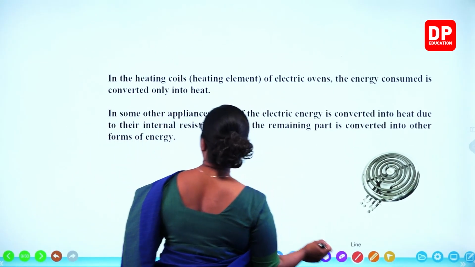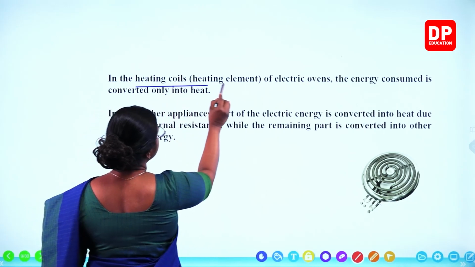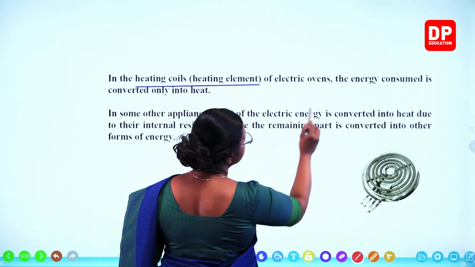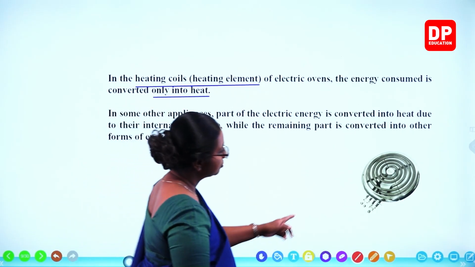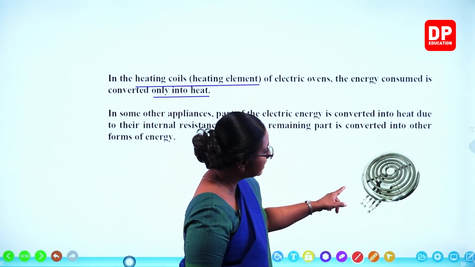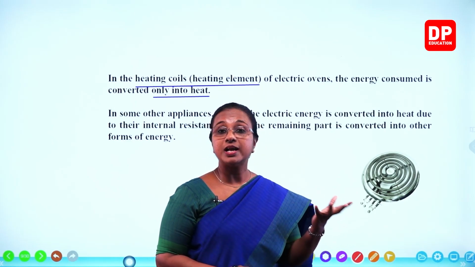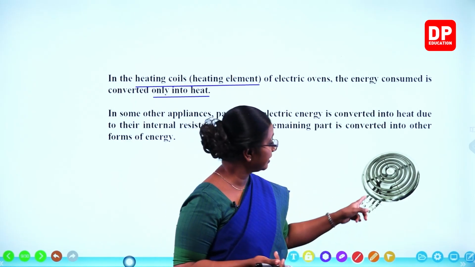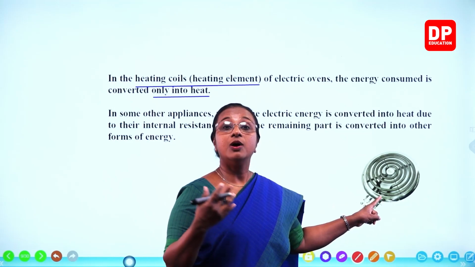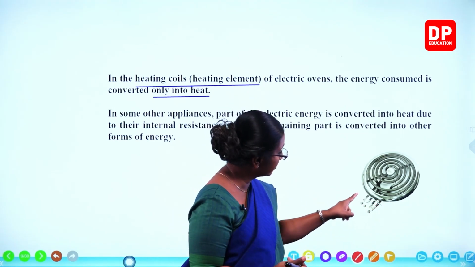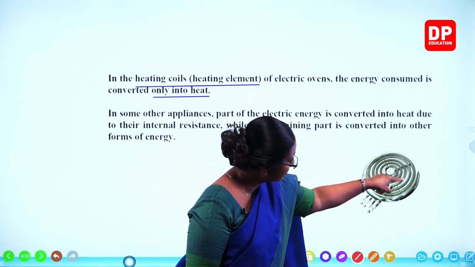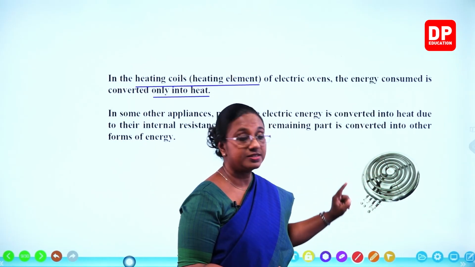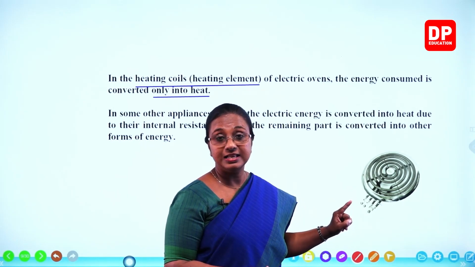So here you can see in the heating coils, heating element of electric ovens, energy consumed is only converted into heat. So this is a diagram of a heating coil. If you open a rice cooker also, below you can see a heating coil like that. A hot plate will have a heating coil like that. So this is the metal that acts as the coil. It is a coil, and it produces heat. That is why we call it a heating coil.